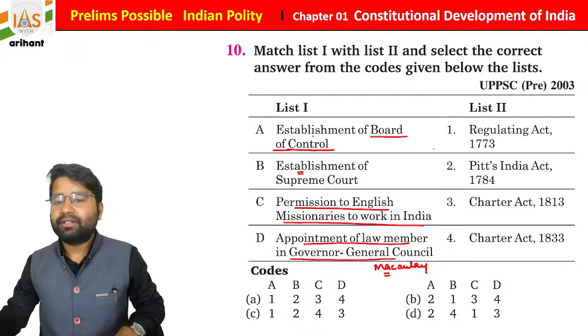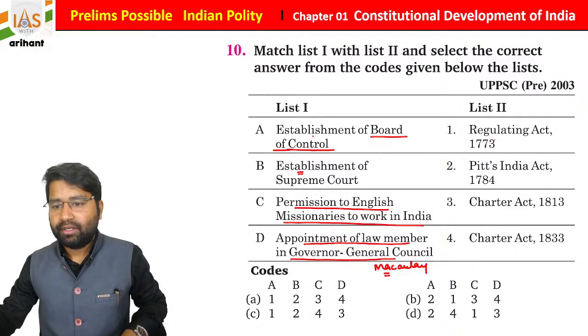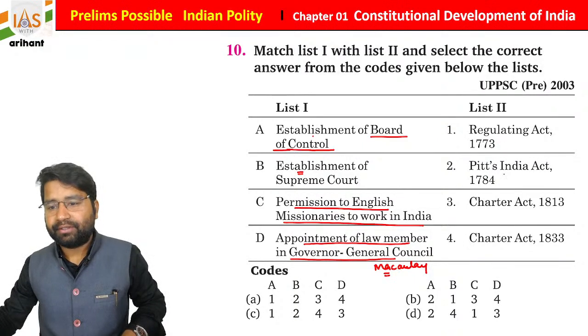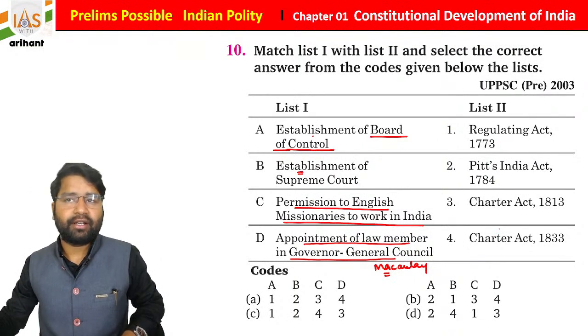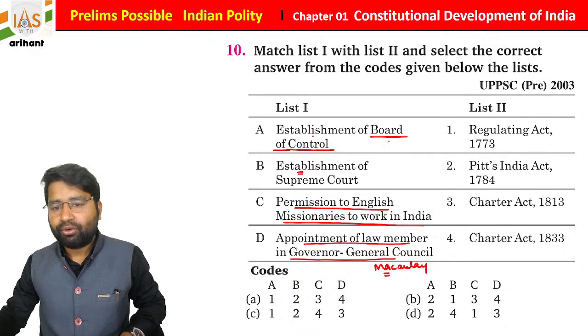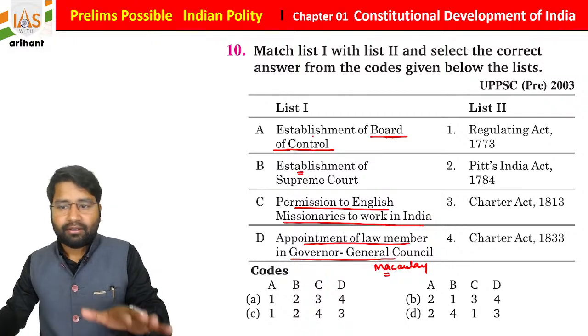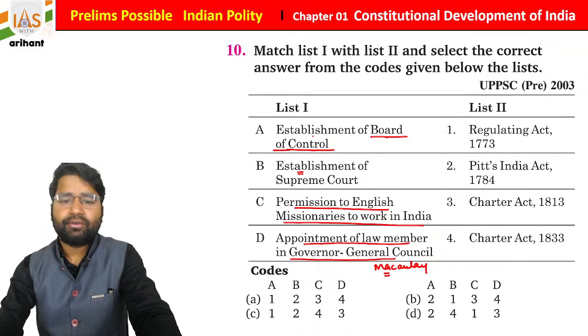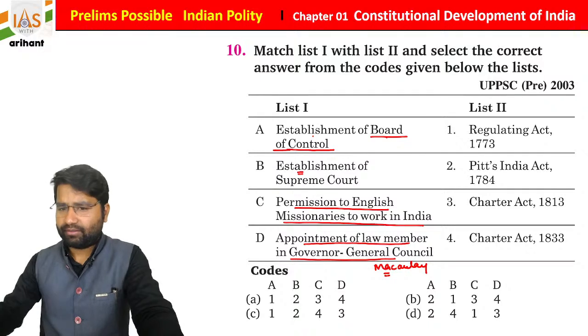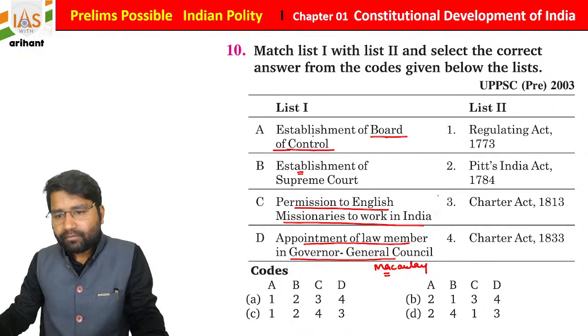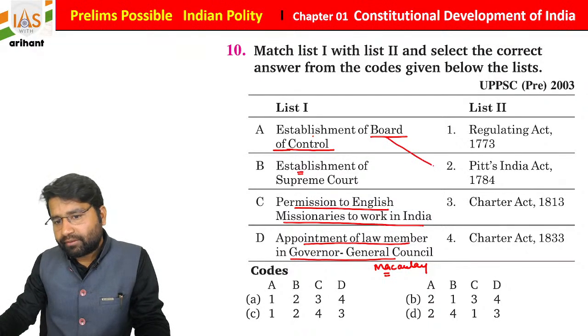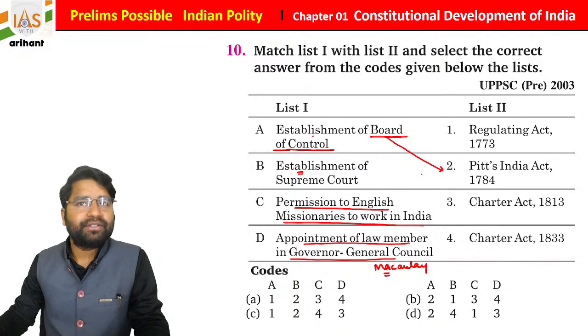Now you have list 2, and now we are going to match this. So there's the Regulating Act 1773, Pitt's India Act, Charter Act 1813 and Charter Act 1833. So the Board of Control was created by, simple, don't get confused, you have to opt for a very systematic answer. If you see, students, the Board of Control was made by the Pitt's India Act.